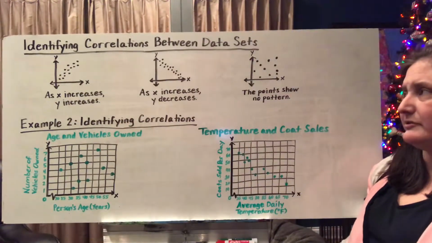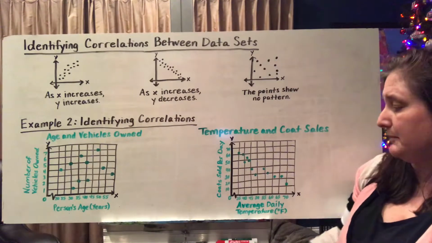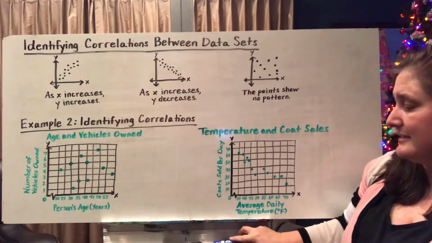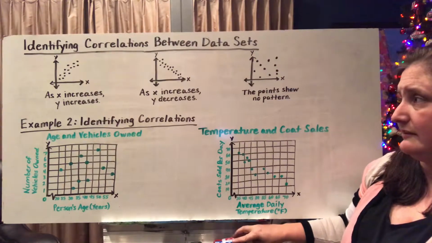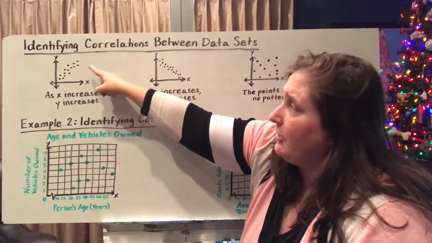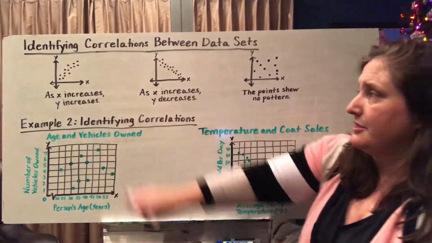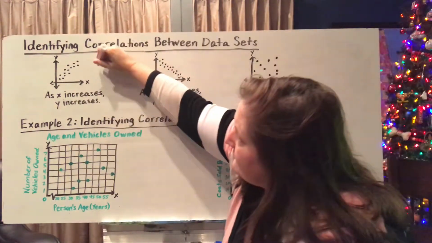So let's talk about different correlations. So when we plot things on a scatter plot and we see that as the X values are increasing, so are the Y values, and it appears like all the dots are going up as we travel from left to right. This is called a positive correlation.